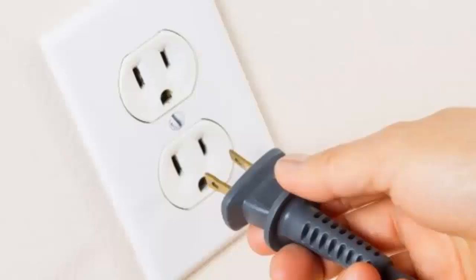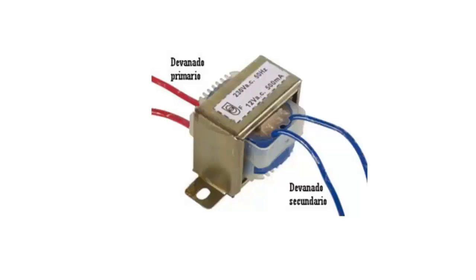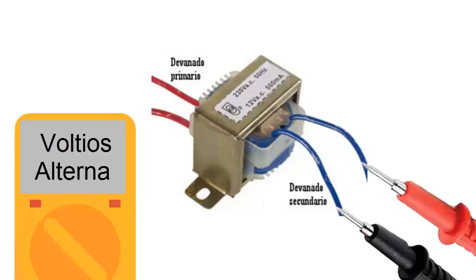4. Power up the electronic board or transformer. 5. Use a multimeter in the alternating voltage function to measure the voltages at the primary and secondary. 6. Compare the values with the transformer specifications.